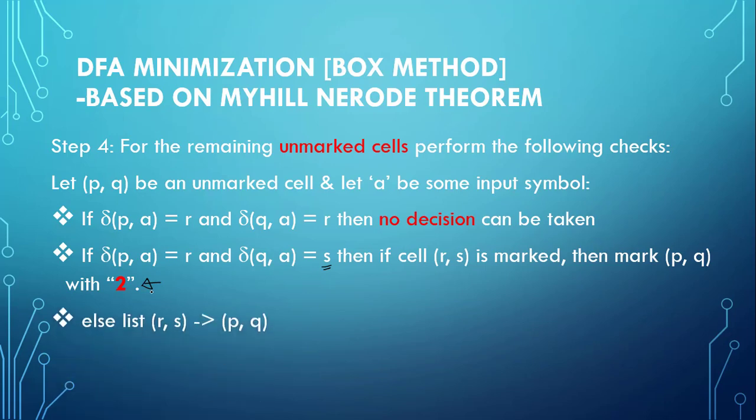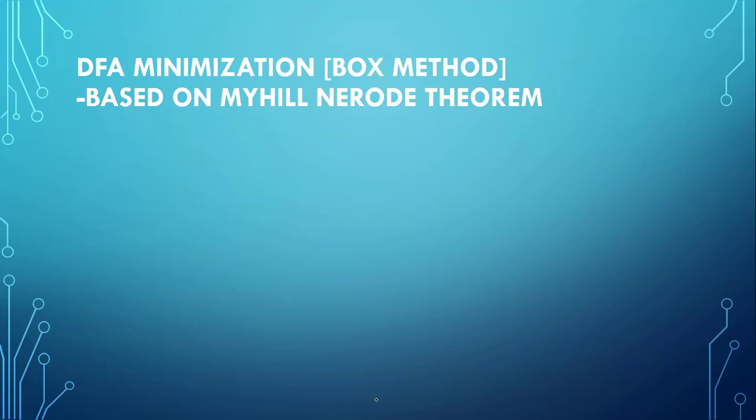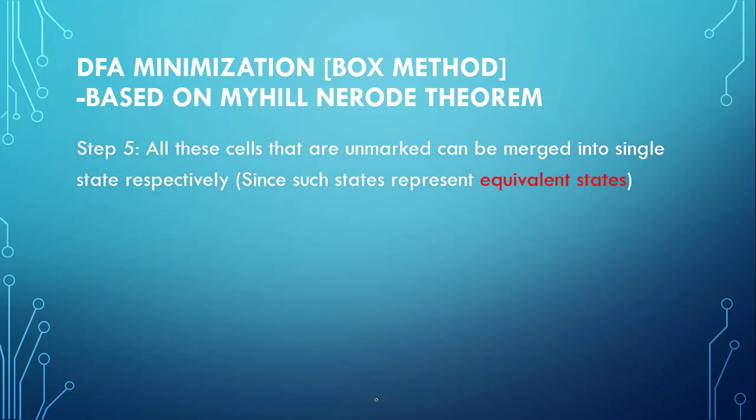Okay. Next is else we will list R, S, P, Q. That means whenever R, S will get marked in future, we will go back and mark P, Q as 2. If cell P, Q is still unmarked with respect to A, then repeat this step number 4 for cell P, Q with another input if available. We will see what we mean by this with the solution of an example.